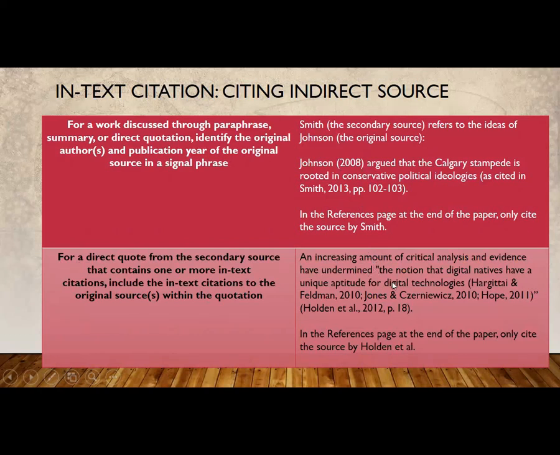Let's see. So if you're doing a direct quote, you would quote from the secondary source that contains one or more in-text citations, including the in-text citation to the original source within the quotation. So an increased amount of critical analysis evidence has determined the notion that digital natives have unique aptitude for digital technologies, and so on. So it's within a quote, and then you would do your normal Holden et al., basically copying and pasting that quote, including your references from there. But you would only cite Holden here in your reference list, unless you found the original and decided to use that.